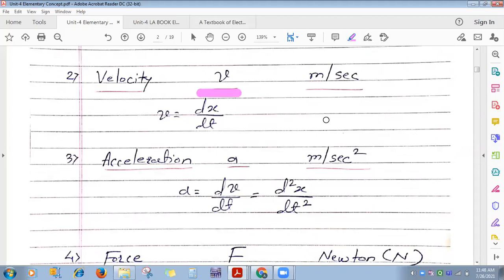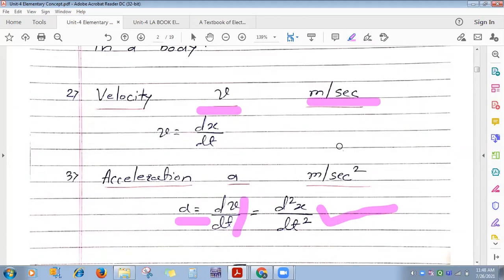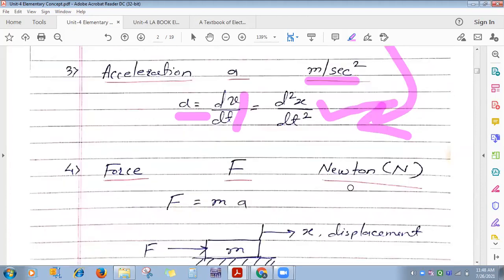Velocity is denoted by small v. It's the rate of change of displacement, dx by dt. So the unit is meter per second. Acceleration is the rate of change of velocity, dv by dt, denoted by small a. So you can write it as d2x by dt square. So the unit will be meter per second square.